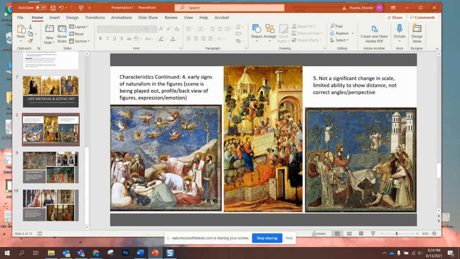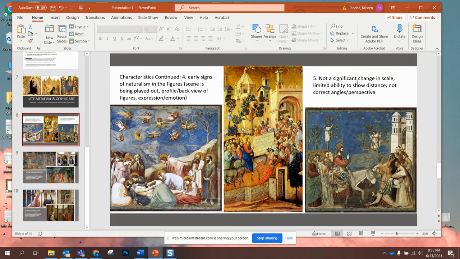The other thing that we see that was not done prior, like in Byzantine, is we were getting the sense of profiles. So here we see the figures in profile, which is a little bit more natural. Okay. And then 2, we're getting a lot more expression and emotion from them as opposed to the earlier Gothic. Last thing here, even though we're painting a scene, we get some architectural elements in a lot of these, or just an actual scene like rocks or trees.